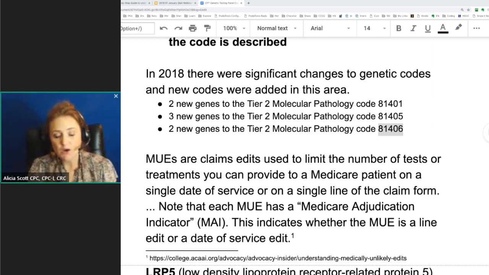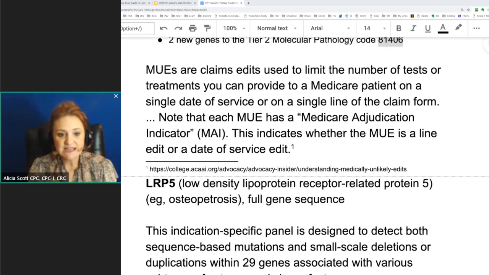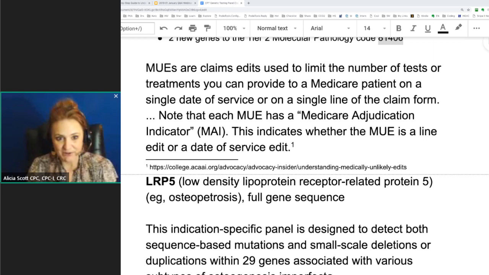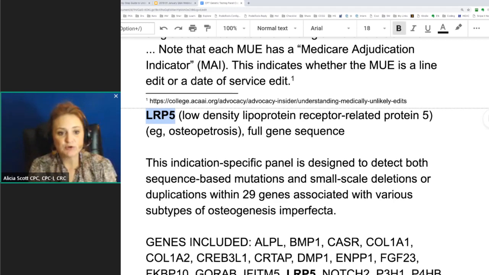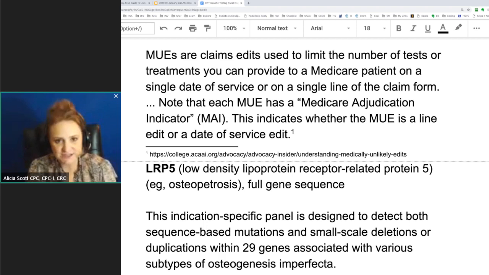If you don't know what an MUE is, then that can be problematic for you. This is why they're having problems ultimately. An MUE is a line of edit or date of service edit. So in other words, they're having trouble getting things paid. The particular gene that they're looking for is LRP5, which is low density lipoprotein receptor related protein 5. Ultimately, they're looking for osteoporosis.